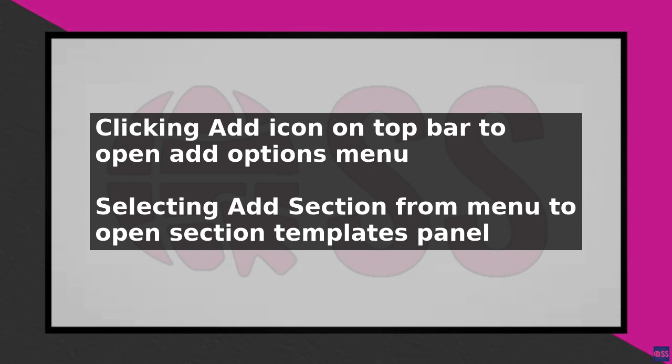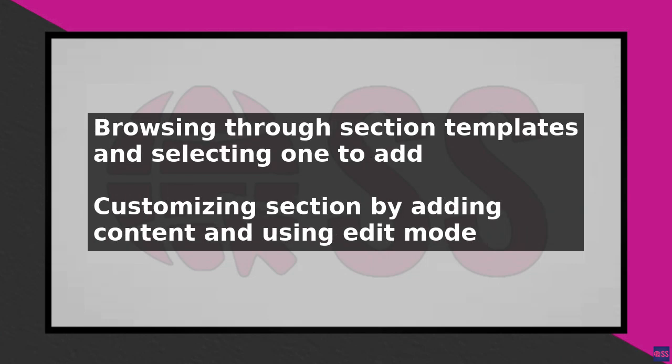You can preview each template by hovering over it with your mouse. Once you have selected a template, click on it to add it to your website. After adding a section, you can customize it by adding your own content, including text, images, and other elements.